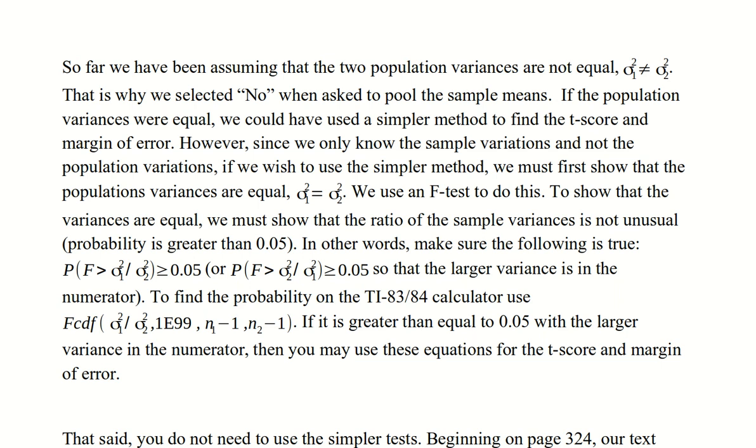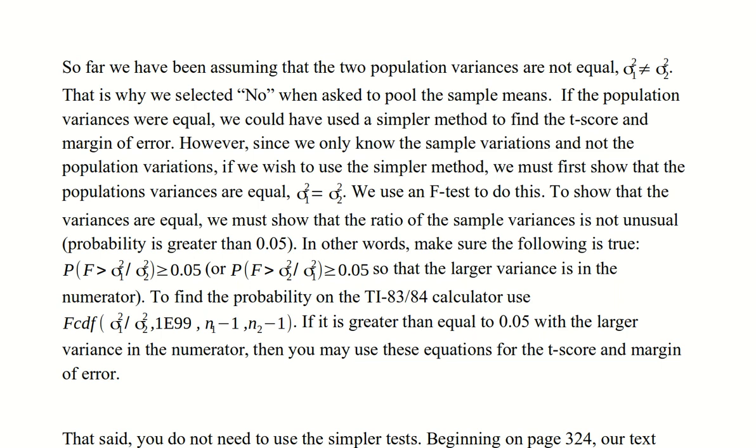First off, we are assuming that the two population variances are not equal. That's what's allowing us to say that we should not pool those results. And so you might say to yourself, well, what would happen if the population variances were equal? And the advantage there is that there's a simpler method of finding the t-score and the margin of error. And your response to that may be that that's just a matter of how much work the calculator does, and I'd have to agree with you.